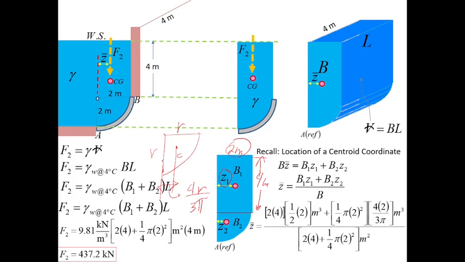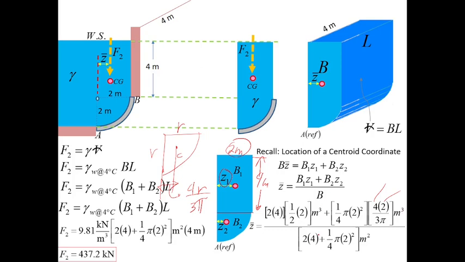Centroid coordinate ng isang quarter circle. So, nandito siya, 4r over 3 pi. Kaya, 4 times radius, which is 2 meters, over 3 pi. No? And then, cubic meter. So, meter squared times meter, so cubic meter.